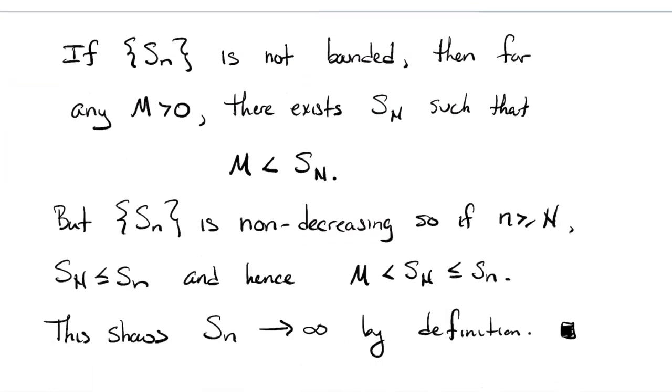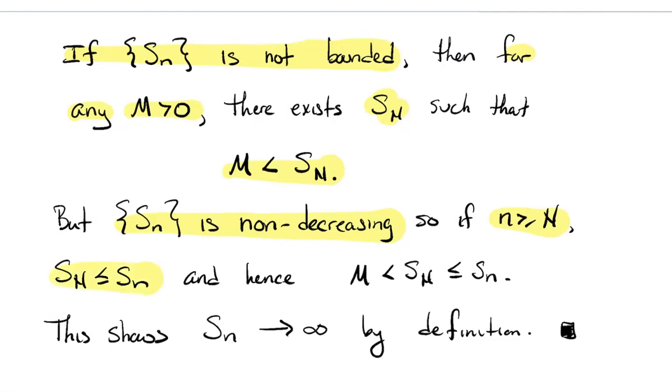If the sequence S sub n is not bounded, well, by definition of not being bounded, that means for any positive number m, you can find some sequence term that's bigger than it, right? It's not the case that all the sequence terms are less than some m. So for any m that's positive, I can always find a sequence term that's bigger than m, right? But again, this is a non-decreasing sequence.